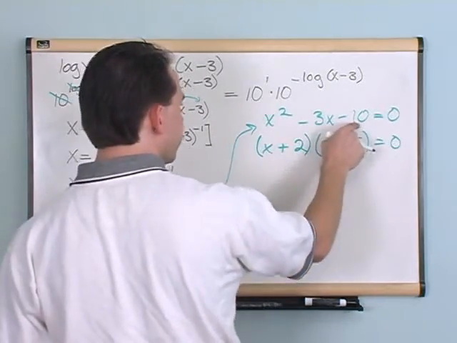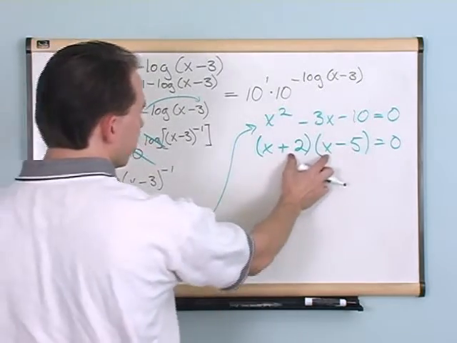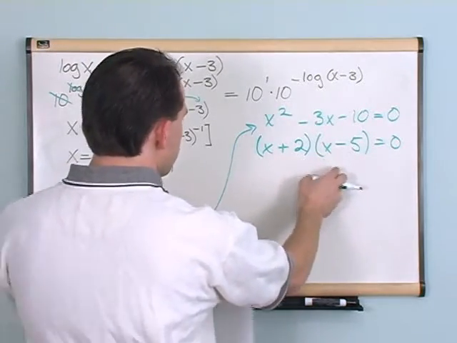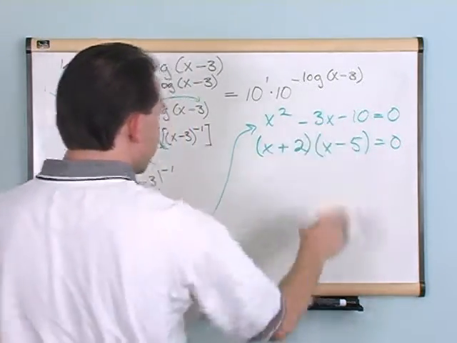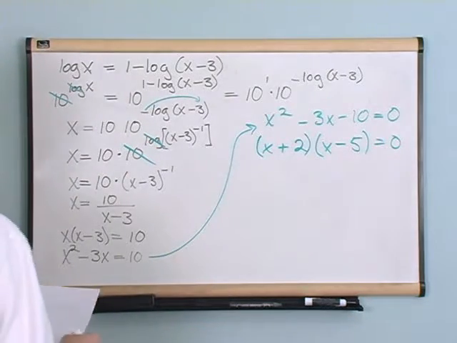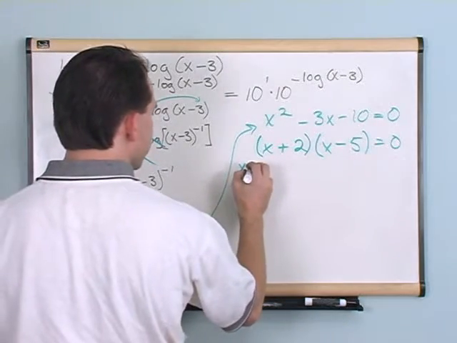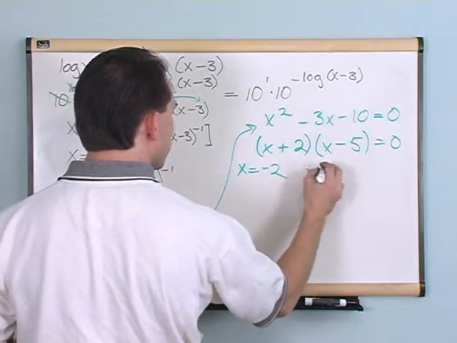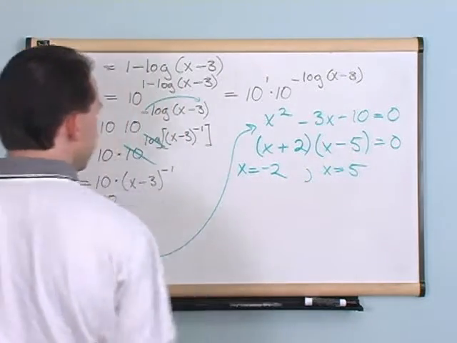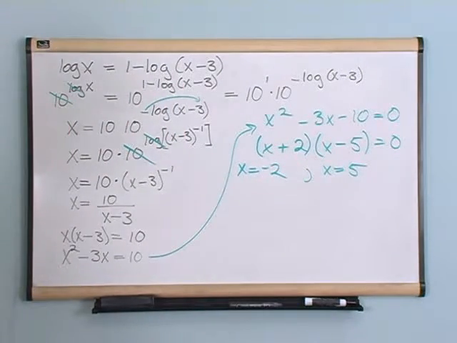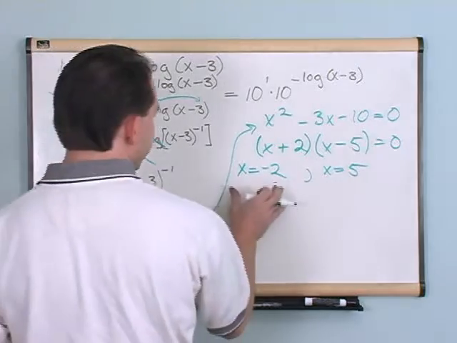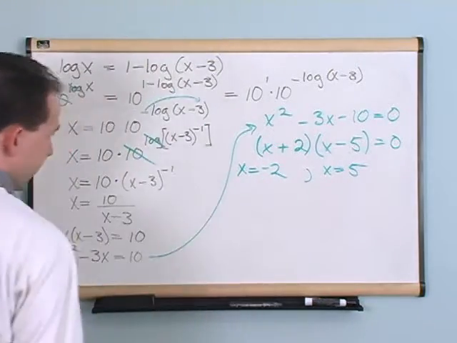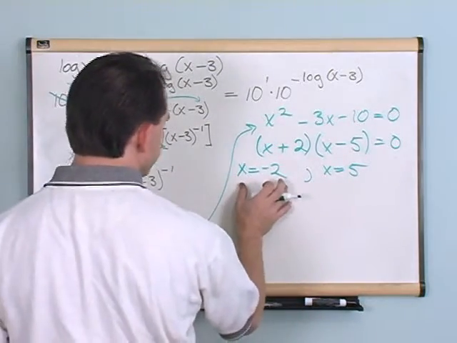2 times negative 5 gives me negative 10. For the inside terms, I would have 2x minus 5x, which gives me my negative 3x, so that checks out. So then to solve this, I'll have x is equal to negative 2 or x is equal to 5. And just like always, I need to figure out which one of those are true or if both of them are true.